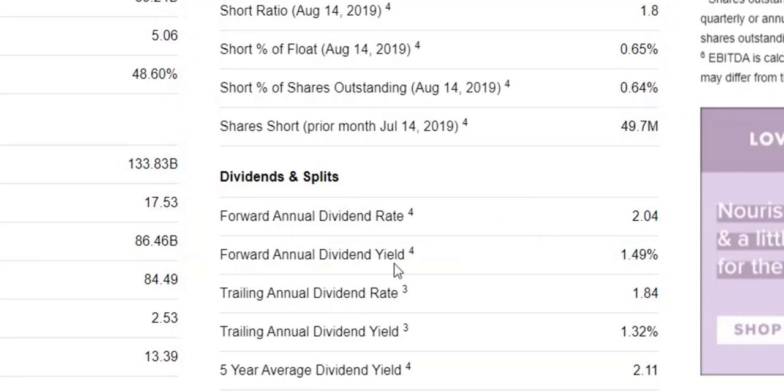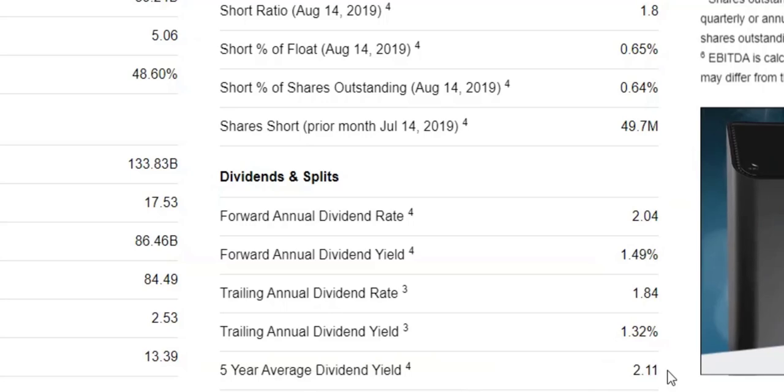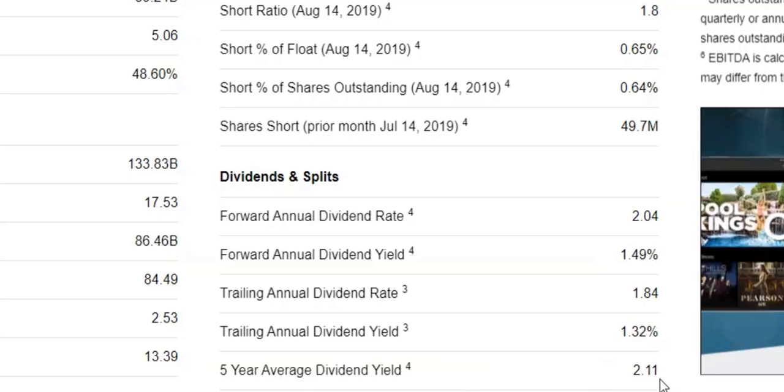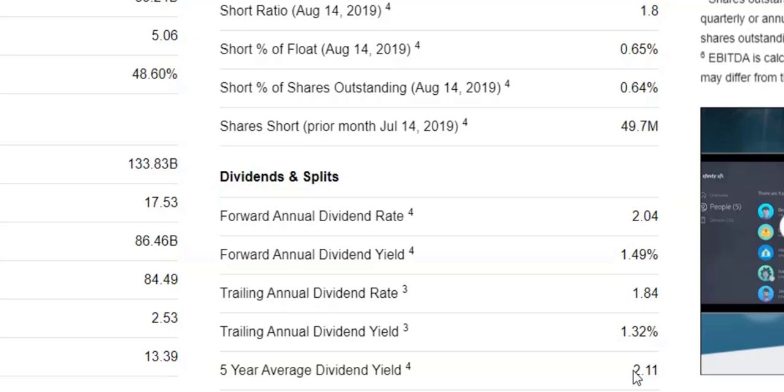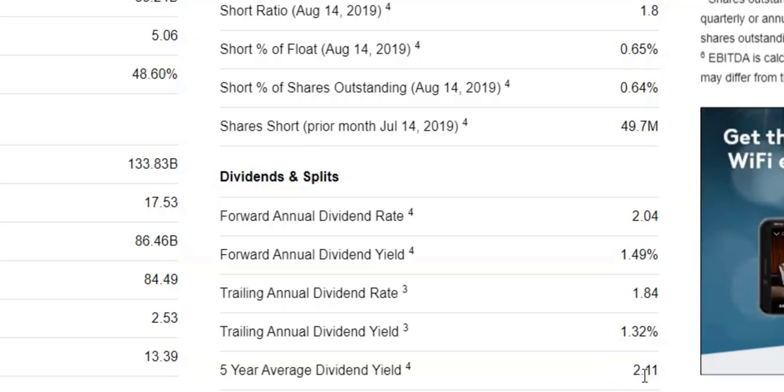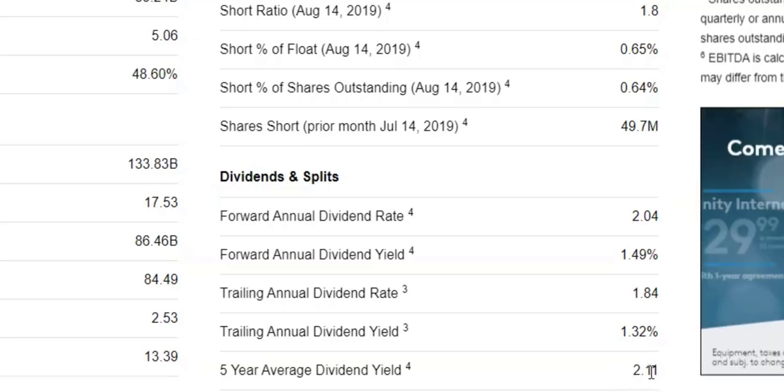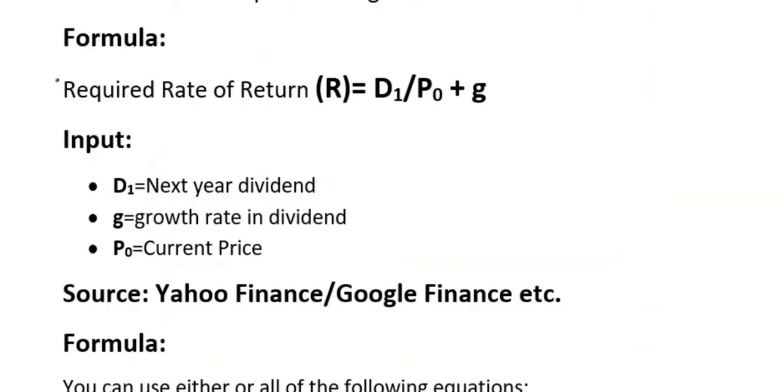The annual dividend yield should be used for the yield, not the dividend rate. The forward annual dividend yield is 1.49 and the 5-year dividend yield is 2.11 percent. You can use the 2.11% as the dividend yield. With the price of 137.07, you get the value for D1.